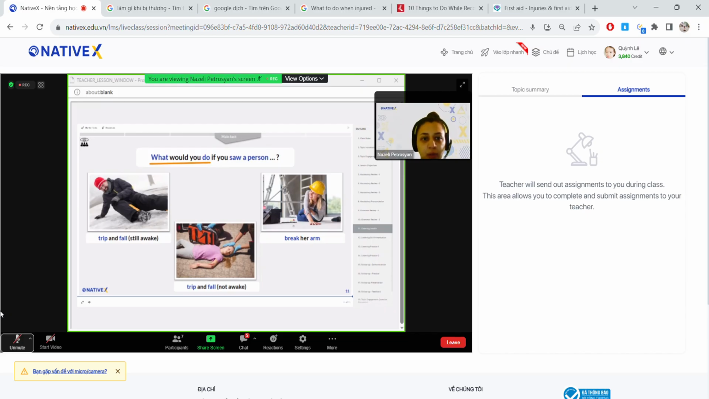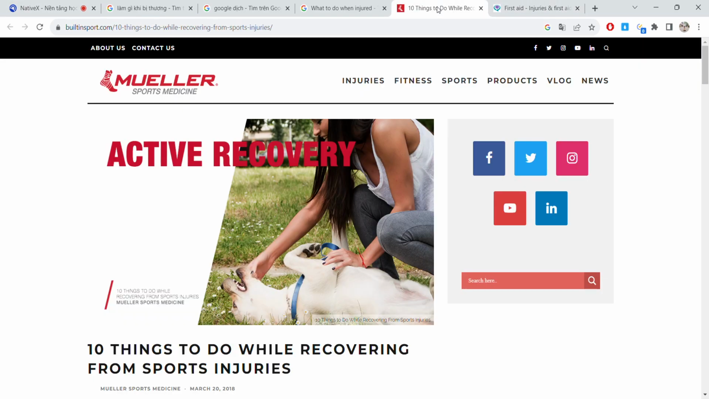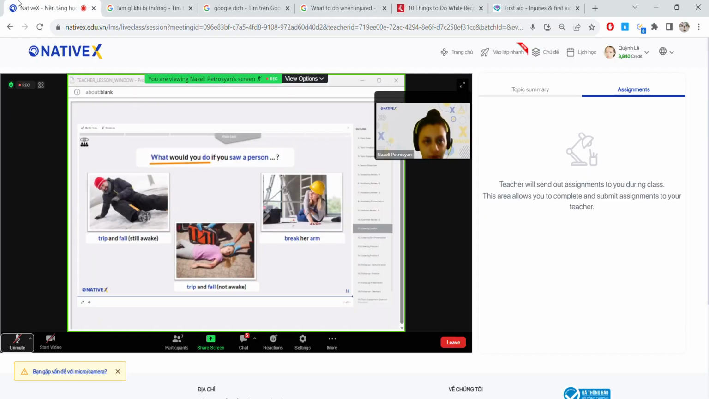Okay, Bing, what would you do if you saw a person trip and fall not awake? If I saw a person trip and fall and not awake, I would call the ambulance. Okay, that's a very reasonable answer. Very good. Now, all right, Hook, what would you do if you saw a person break her arm?